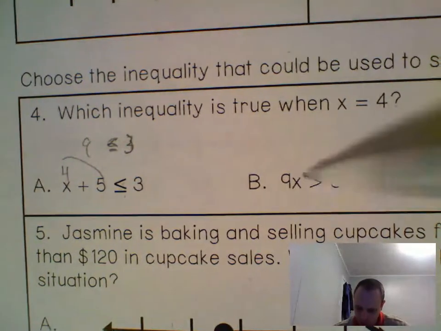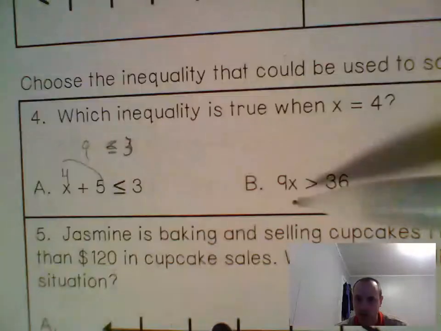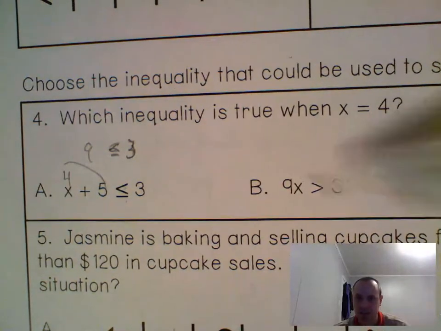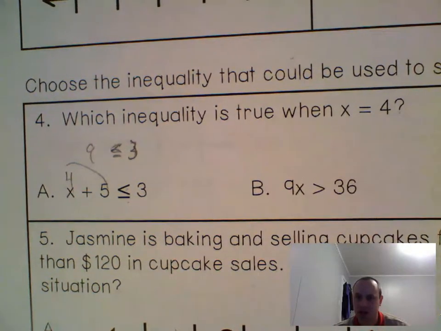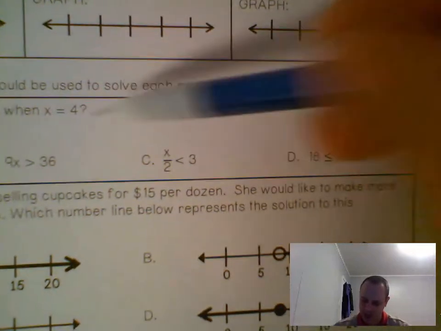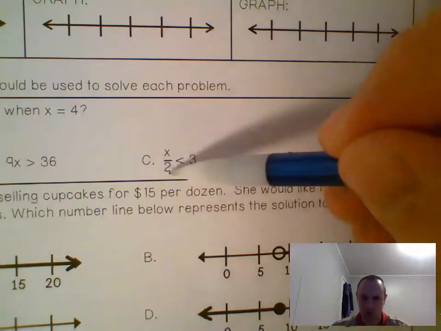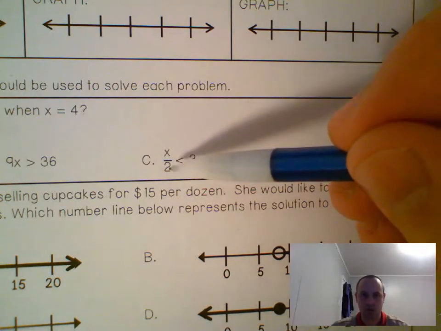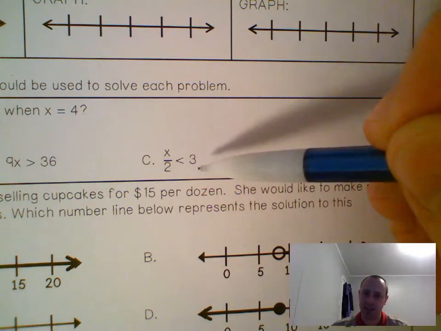How about a 4 here? What's 9 times 4? Well, that's 36. Is 36 greater than 36? Nope, can't be that one because they're equal, right? So it can't be B. How about over here? What if we take a 4? What's 4 over 2? Well, 4 over 2 is 2. Is 2 less than 3? Yeah, it looks like that's our answer.